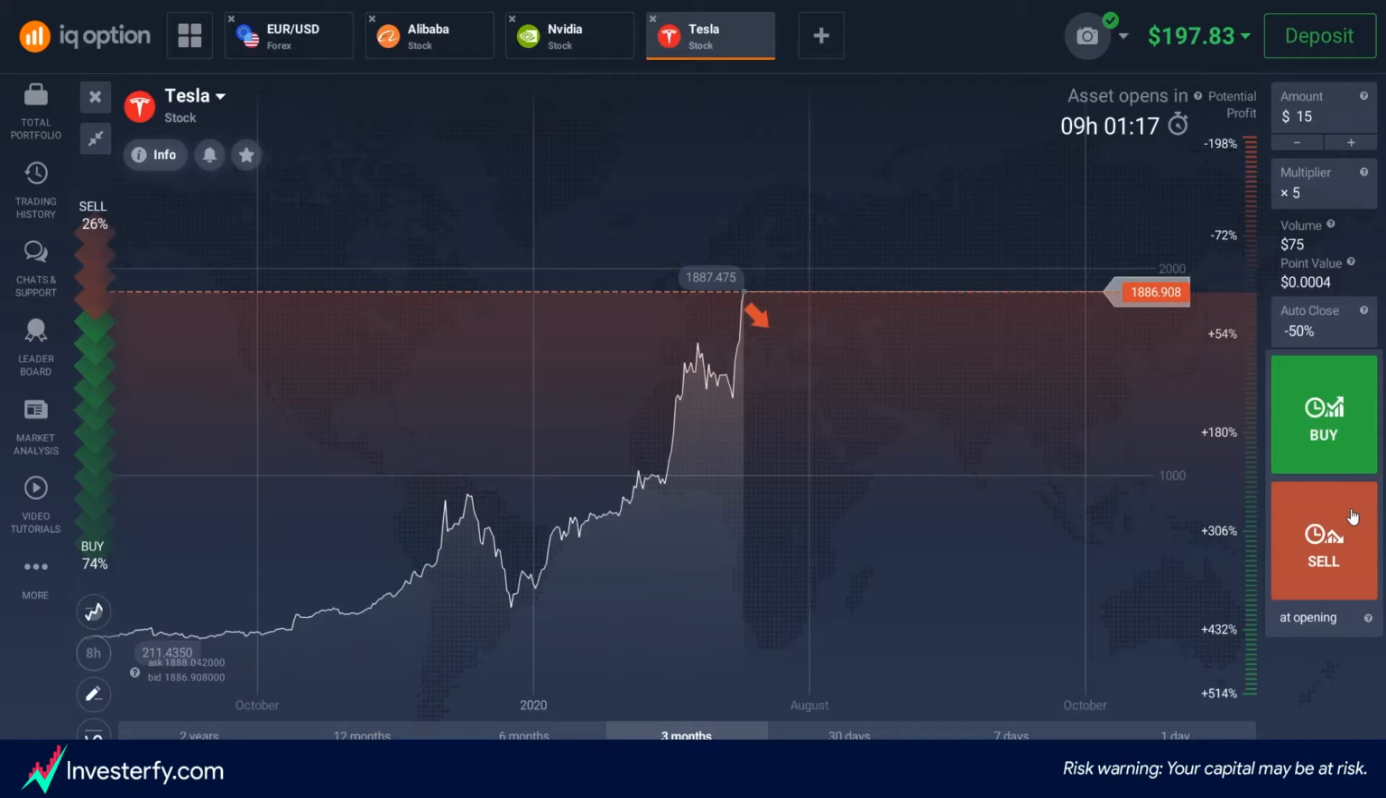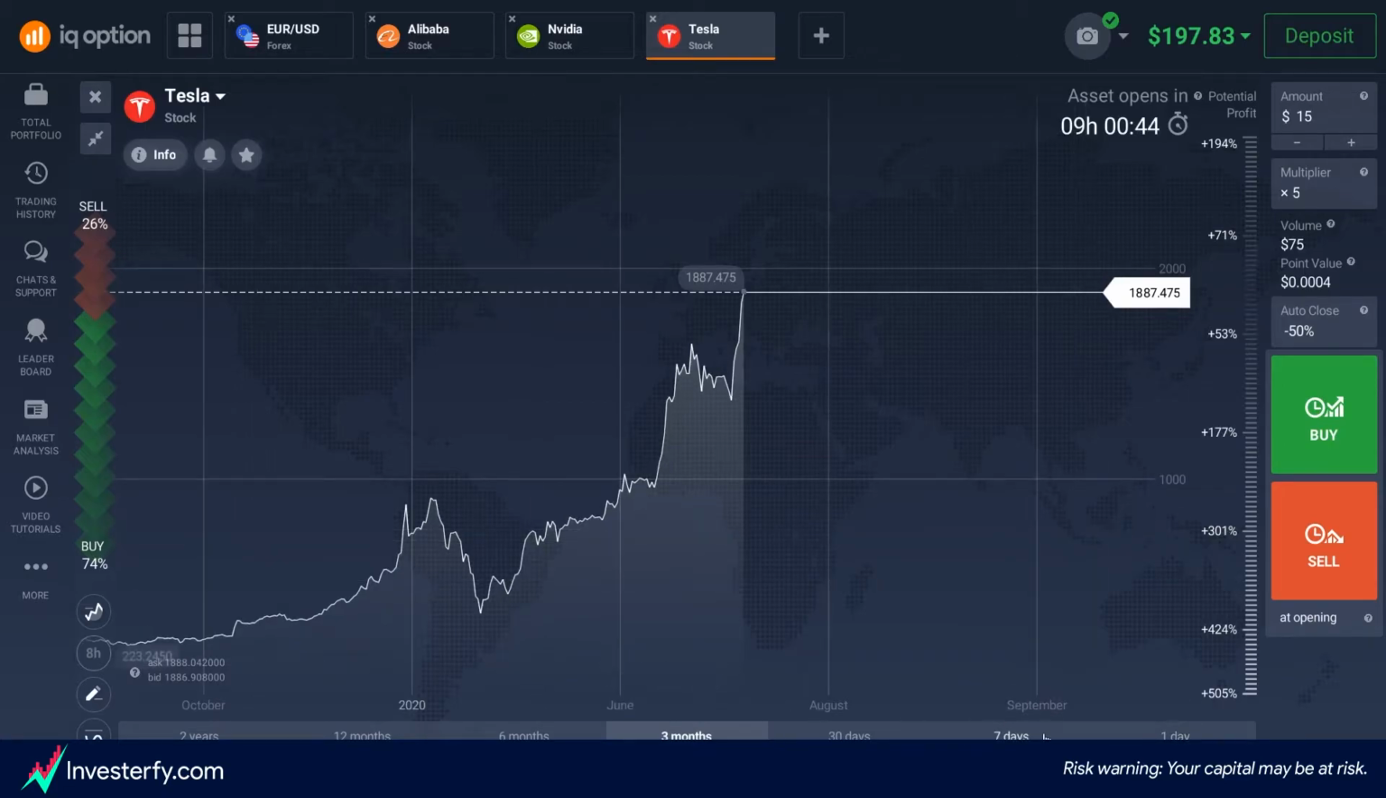As you can tell from this math right here, if you open a position here on IQ Option with a 5 times leverage and it goes 20% in the wrong direction, the opposite direction of what you want, then your position will go to 0 in value. However, if it goes 20% in the right direction, you will double your money.